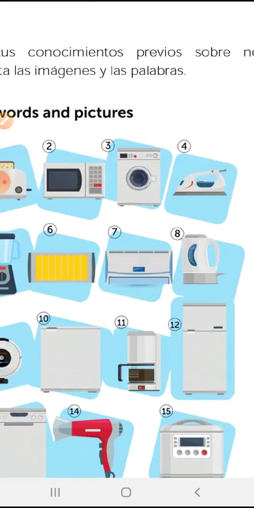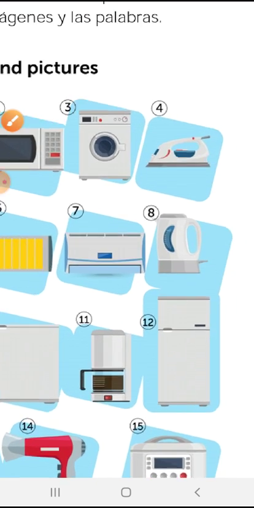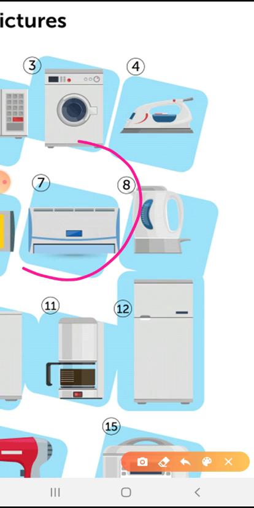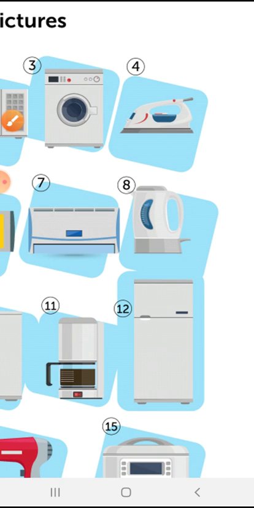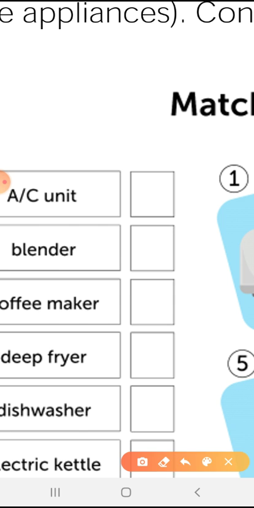Yes, we have here to join or to match the words with the correct name. So for example, here you get AC unit, yes, air conditioning unit. The air conditioning unit is this one, here, number 7. So you go here next to AC unit and you write number 7, okay? You got to match the name and the number, okay?